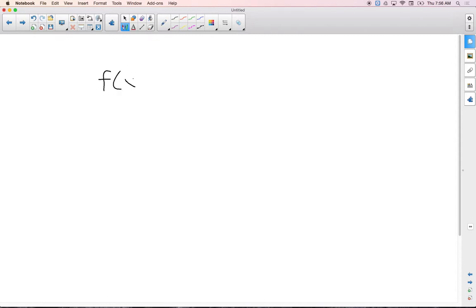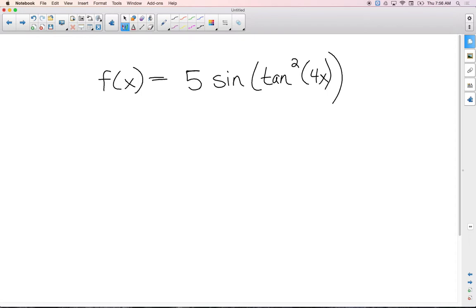f of x equals 5 times sine of tangent squared 4x. And this is sine of tangent. And I'm going to go ahead and tell you there's a lot going on here. Just write down on paper what you think it is. I'm going to say it's pretty long.